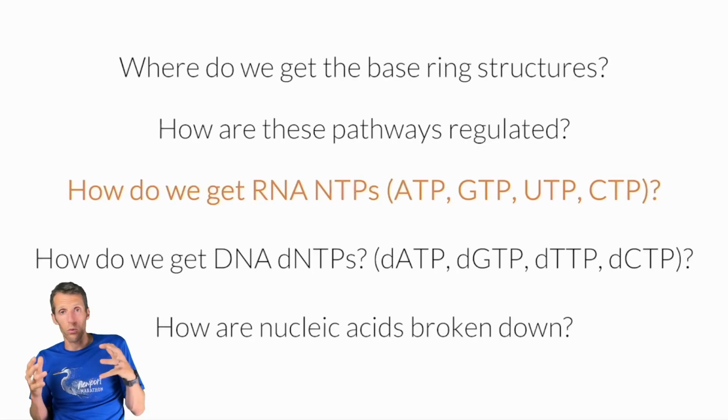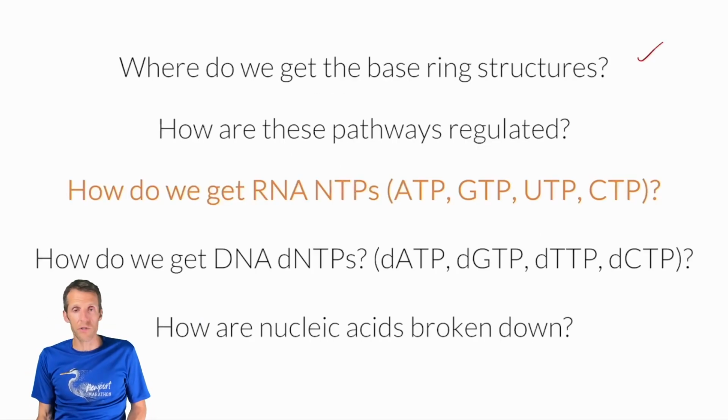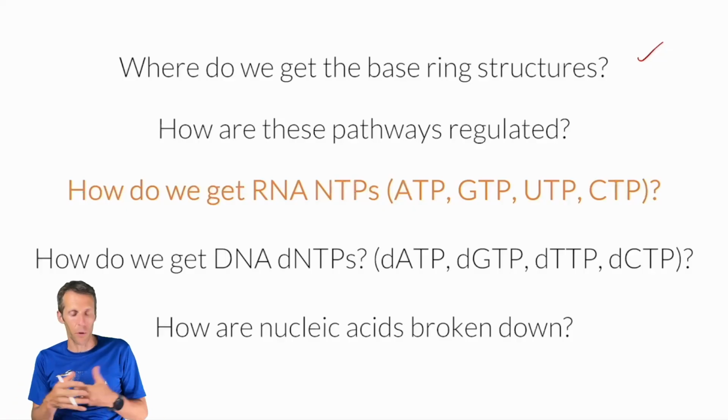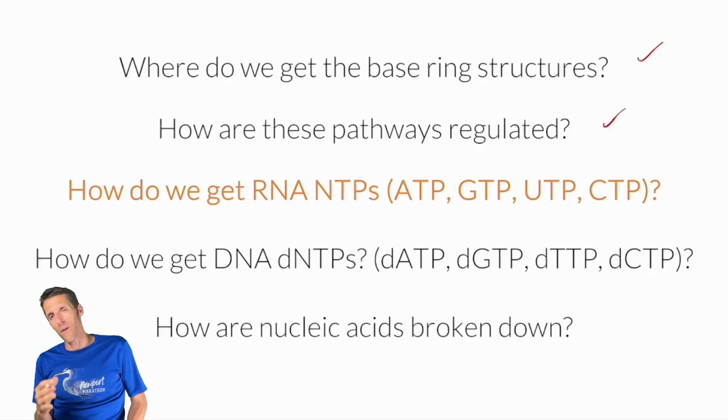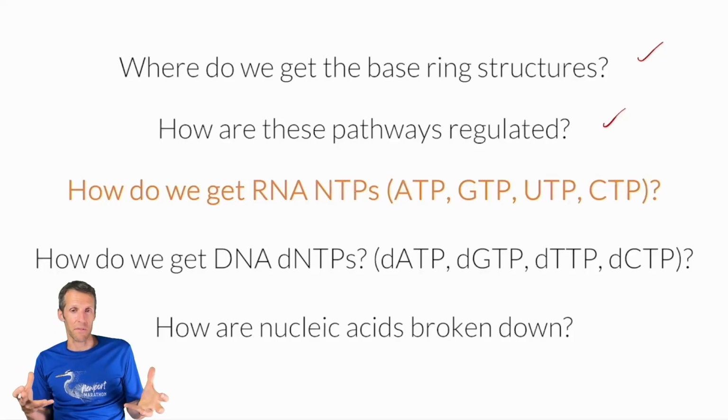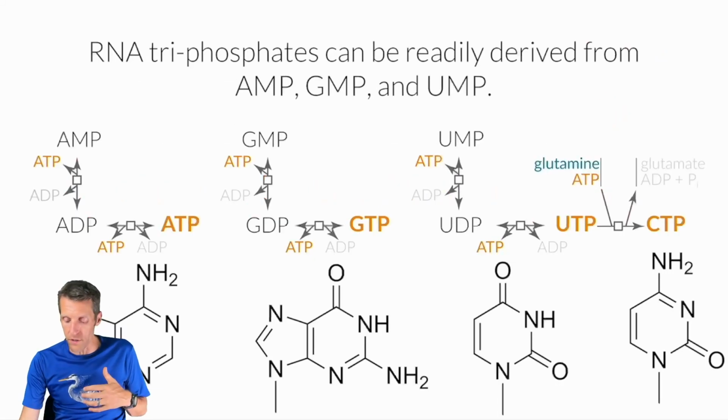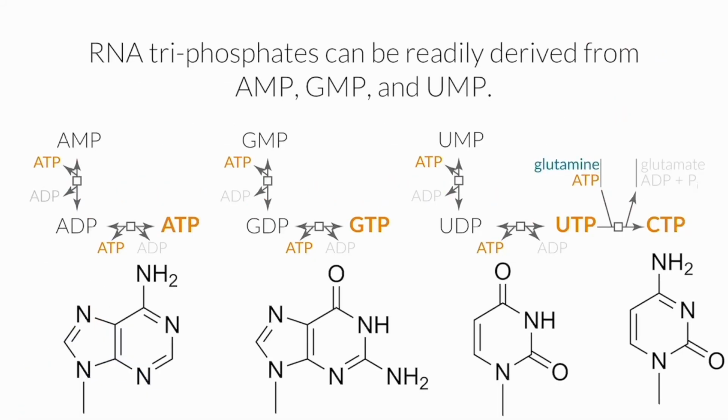Okay, so we've talked about where we got the base ring structures from, sort of gluing together amino acids, basically. We talked about the regulation of these pathways. Now let's talk about how we actually get to the specific dNTPs. And this is cool that we can do this hierarchically. RNA triphosphates can be readily derived from these monophosphates. So AMP goes to ADP and ATP.